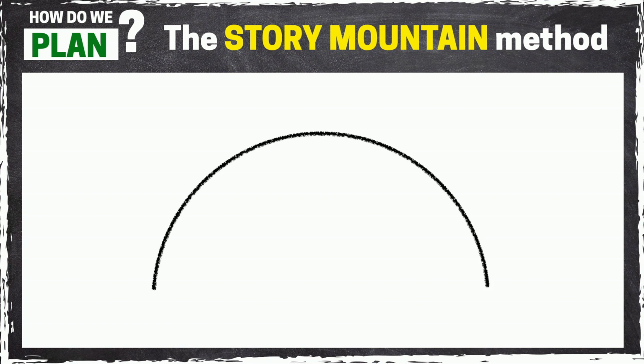The Story Mountain. Be careful using this one if you're faced with a time constraint. It's easy to plan a long story using this method. Begin by drawing an arc on your page. Consider drawing around a protractor. This is your mountain. Put a box with a start on the bottom left and end on the bottom right.